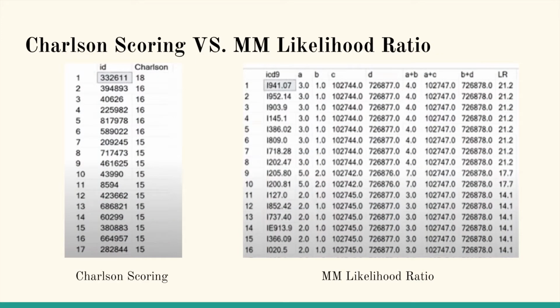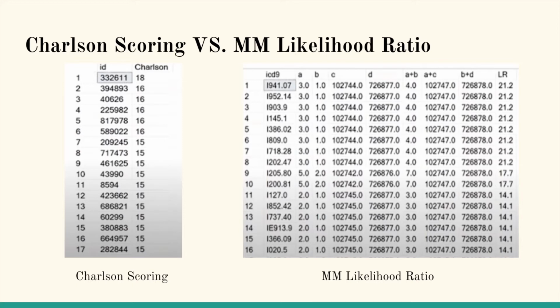So first, I will compare the Charlson scoring that we did before the midterm versus likelihood ratios, which was a part of the Multi-morbidity Index project. Charlson scoring gives a score for each patient based on a category that their diagnoses are categorized into. The higher the score, the worse the prognosis is. For likelihood ratio, though, it's calculated based on the patient's diagnosis.